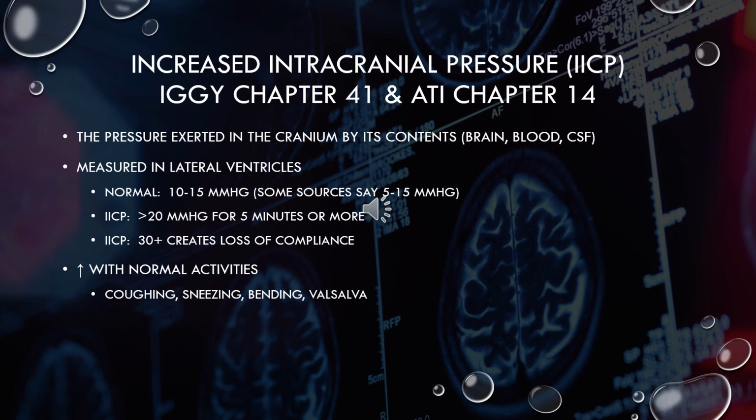It is measured in your lateral ventricles, the part of the brain where they will place the monitor to record the pressures. Normal pressure is usually 10 to 15 millimeters of mercury. Anything above that is considered increased intracranial pressure. The one thing we don't want to see is it go above 20. Anything above 20, especially for 5 minutes or more, is of great concern, because when the pressure gets that great, the brain itself is struggling to perfuse, and we can start to see irreparable damage done to the brain tissue.